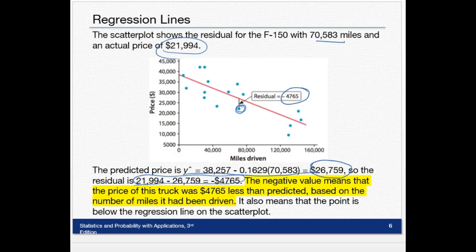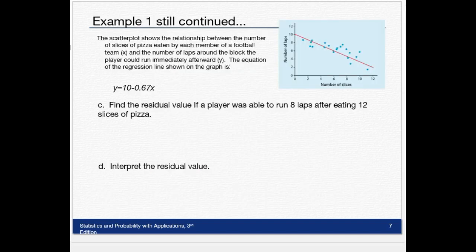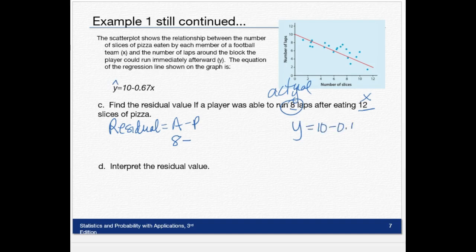Let's look at an example. All right, so same example with the pizza and the football players. It says find the residual if a player is able to run 8 laps after eating 12 slices of pizza. So here's my x and here's my y. Okay, this is my actual y that was given to me. So to find my residual, remember it's actual minus predicted. Okay, so my actual is 8, but predicted I have to find by plugging into my equation. So y hat, remember, equals 10 minus 0.67, and I plug in 12. All right?